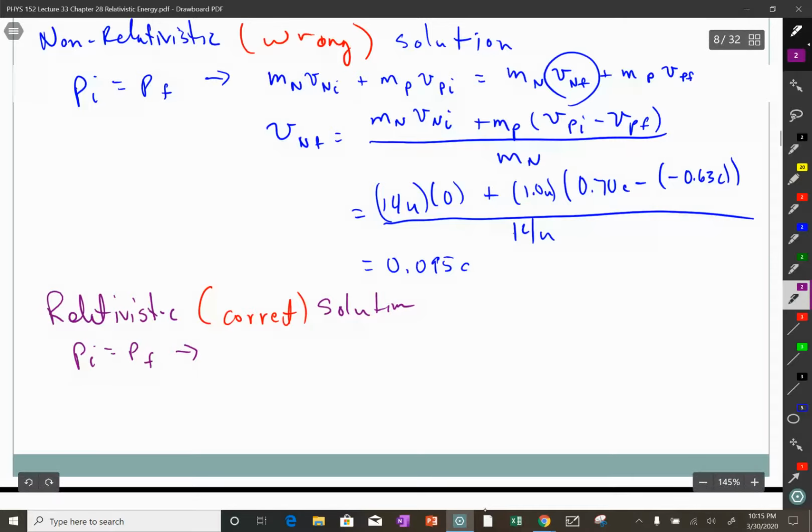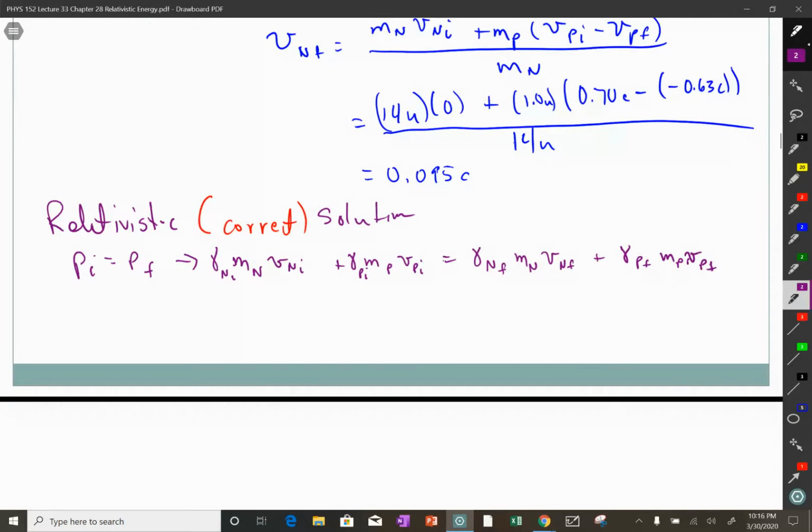So that's going to be mass of the nitrogen, speed of the nitrogen initial, and then I need gamma for nitrogen initial, plus mass of the proton, speed of the proton initial, gamma proton initial, equals, and I'm going to start writing this in the right order, so I have this equation. It's pretty similar. We just have the gammas in there.